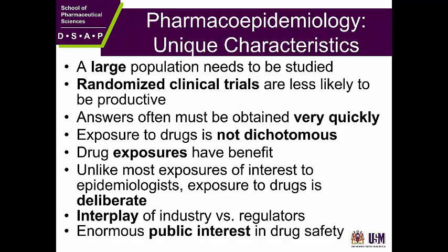Number one, because it needs a large population. Randomized clinical trials are less likely to be productive. Answers often must be obtained very quickly. So we cannot wait to conduct randomized controlled trials to see if there is any new effect of a drug which we did not see during the pre-marketing trials, because sometimes, for example, suddenly people who are using it drop dead. So you want to know, was it because of the drug or because of something else? You need this to be done quickly before more and more people are using it.